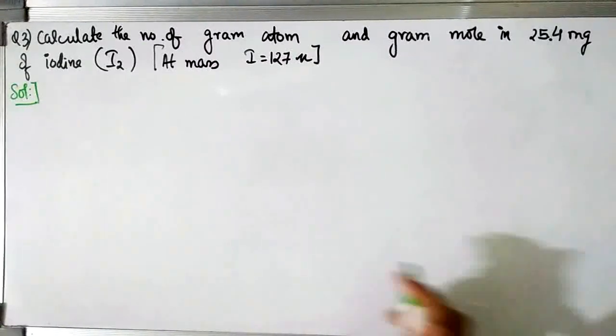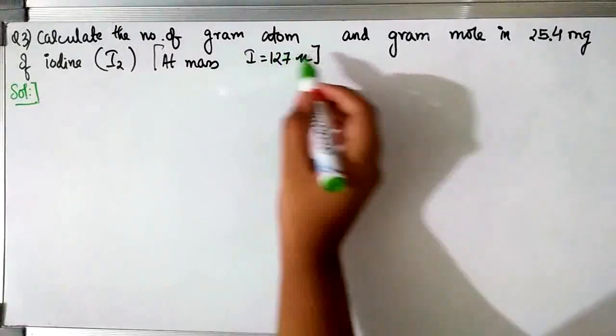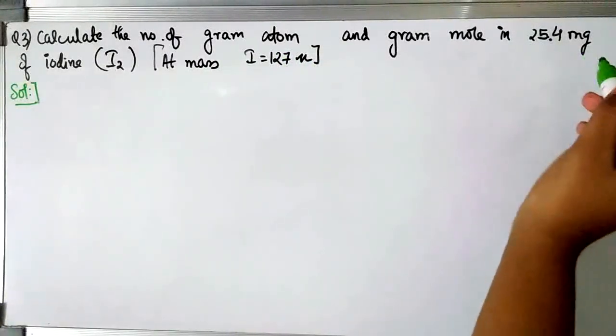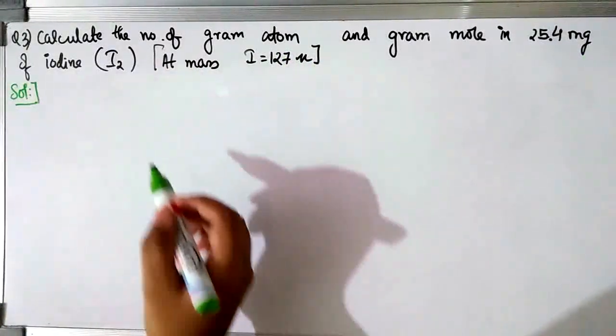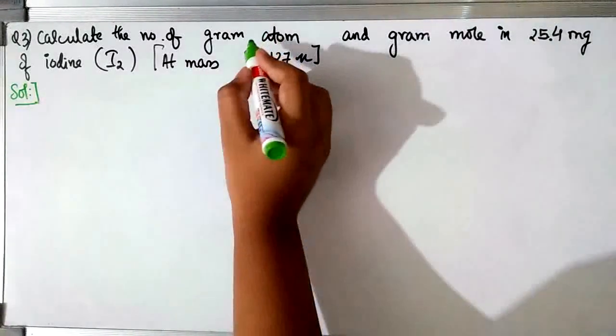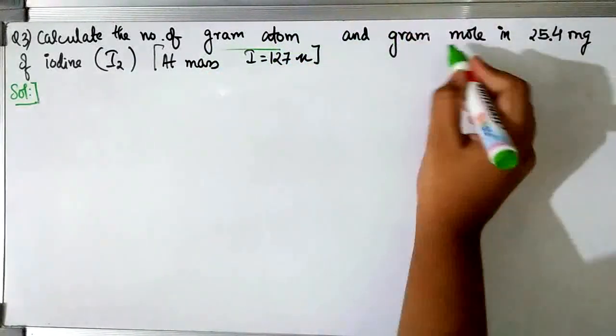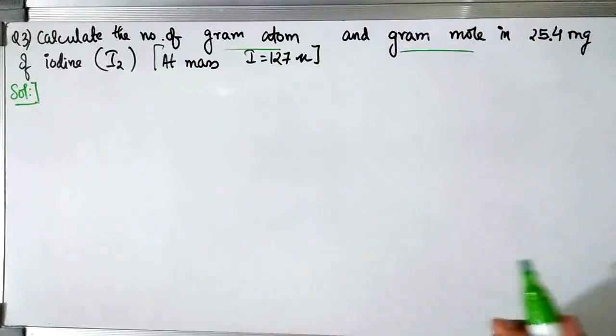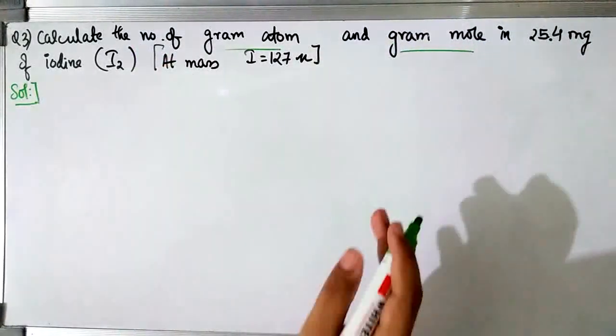So this time we have to calculate the number of gram atom and gram mole in 25.4 milligrams of iodine. So this time it is not the number of moles, but it is something different. That is, they have asked us to calculate the gram atom and gram mole. So these are new things. So let's see, the formula is also similar.